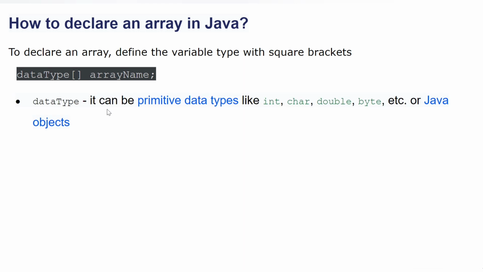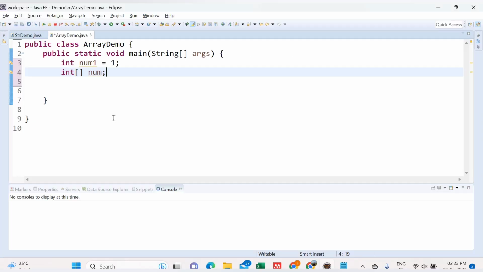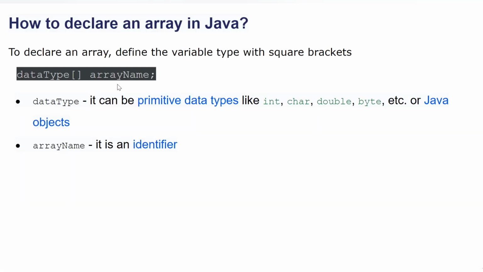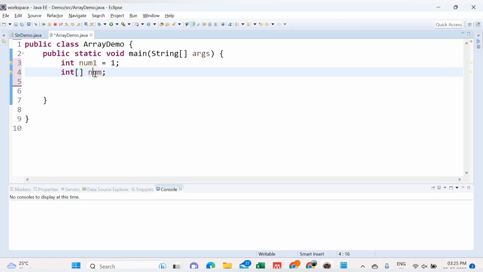So what this data type here is, it can be any primitive data type like integer, char, double, byte, etc., or Java objects. So it can be string also, or a user defined object as well. Here in this case it is an integer type, and the array name is an identifier, it is a variable name. So in our case the name is num here.